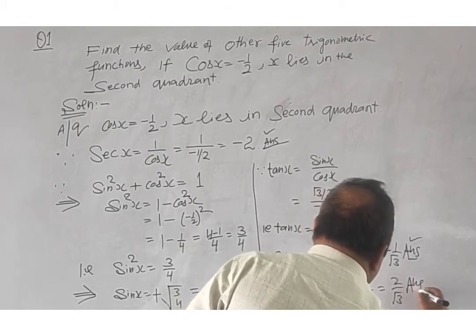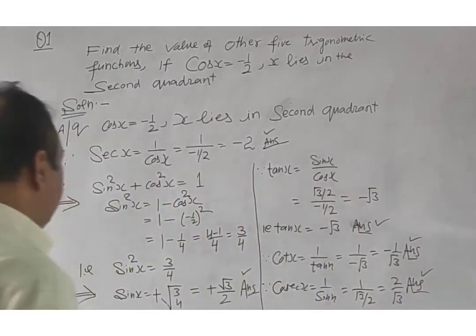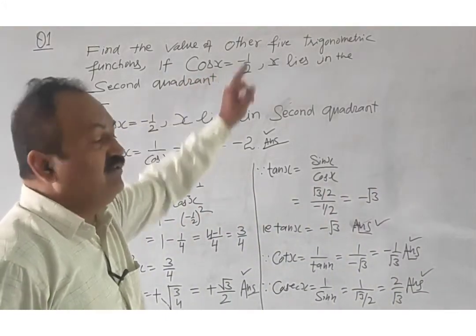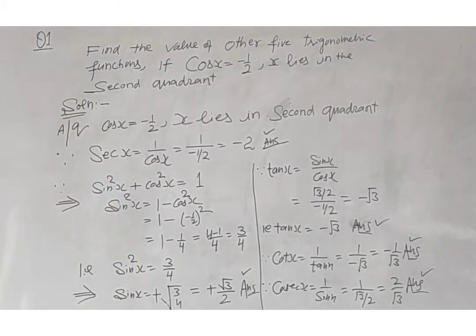Answer. So these are the 5 trigonometrical functions with sign if one trigonometrical function is given to you, and this is the process to find the value of the trigonometrical functions if one trigonometrical function is given and the quadrant in which that angle x or theta lies is given to you. That's all.